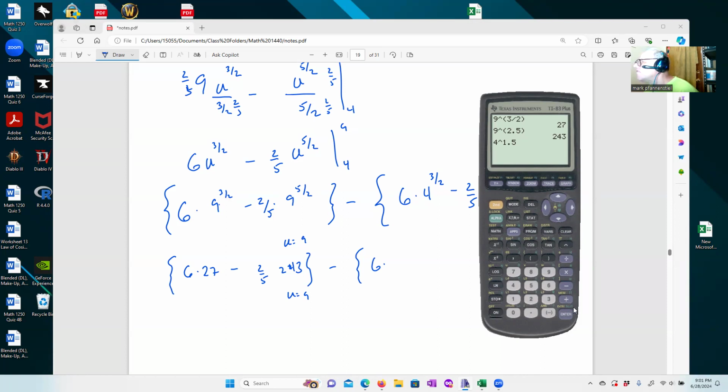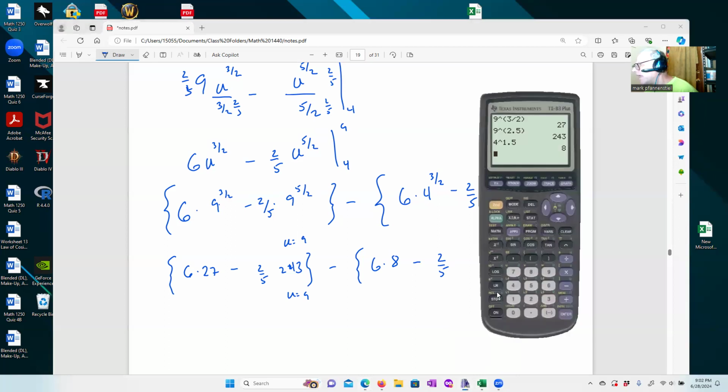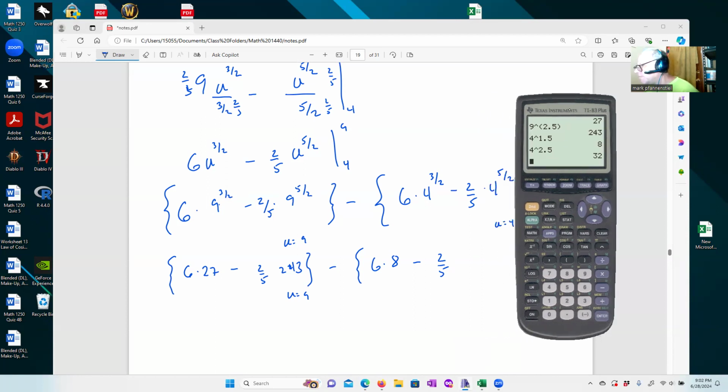So that's what 3 halves simplified. That's going to be 8. So we have 6 times 8 here. Minus, and I have 2/5, and I have 4 raised to the 5 halves. So we have 4 raised to the 2 times 32.